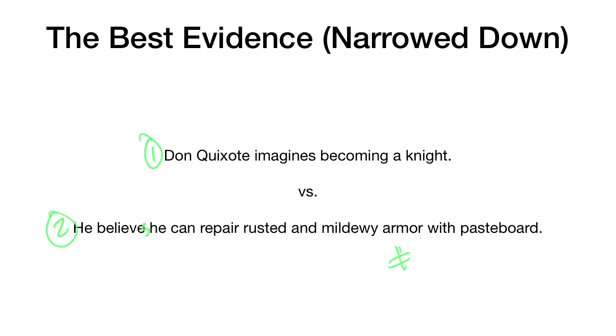I think number two, because it's not so strange for Don Quixote to imagine himself becoming a knight. After all, many of us at some point dream that we can be a basketball star or a famous singer or even the president. But most of us know we cannot prepare medieval armor with pasteboard, cardboard, paper, glue, or anything like that. Not knowing that you can't make medieval armor out of cardboard makes Don Quixote seem like he's really out of touch with reality. That's why number two is the best evidence.